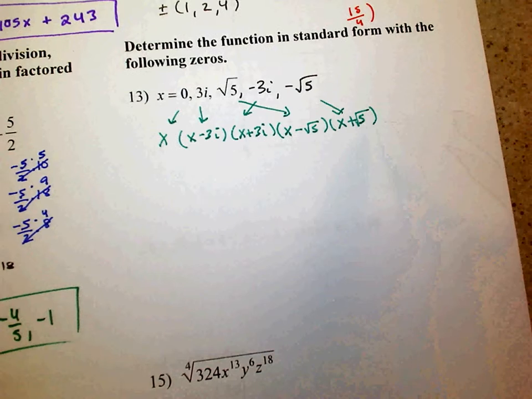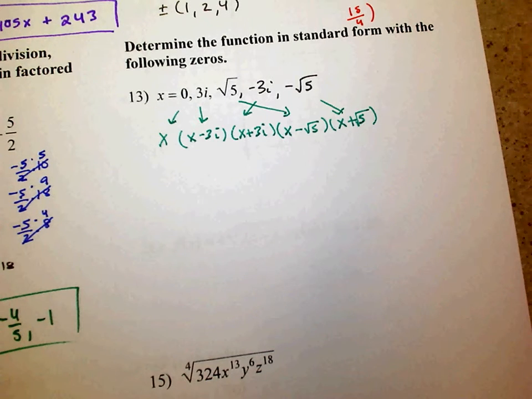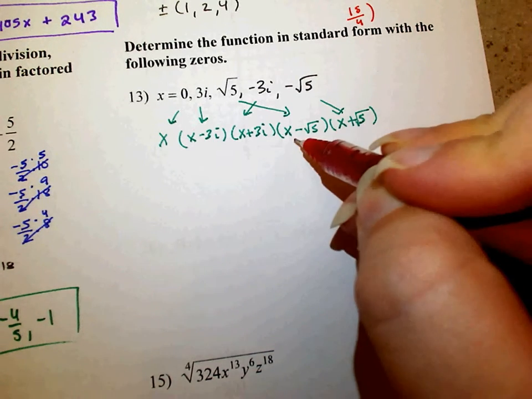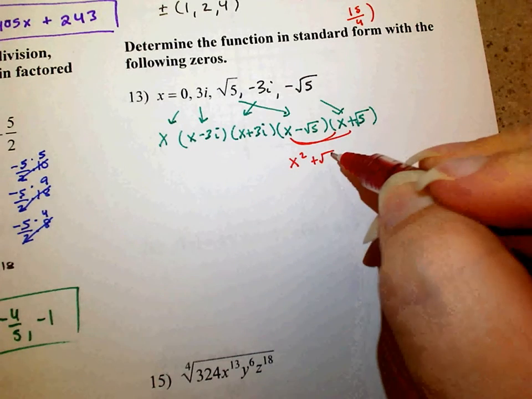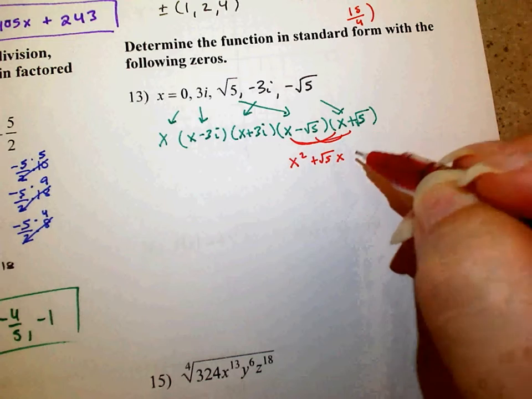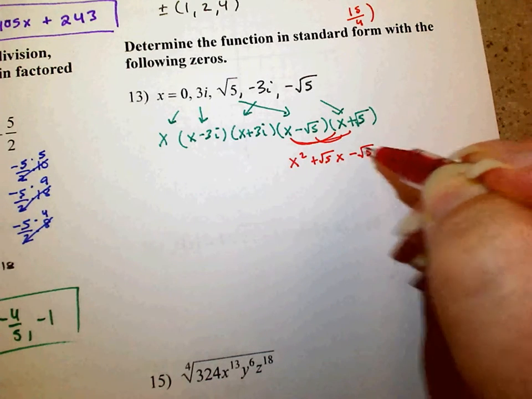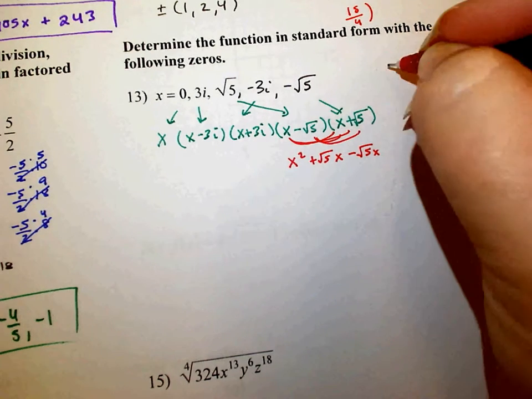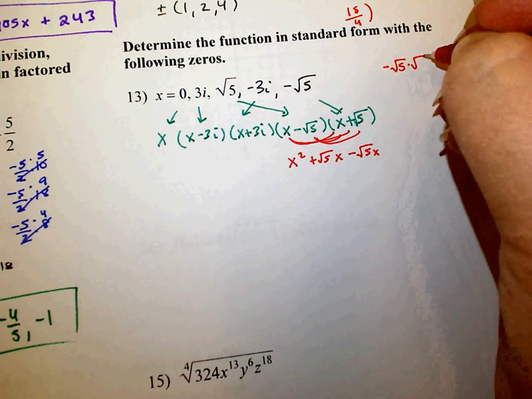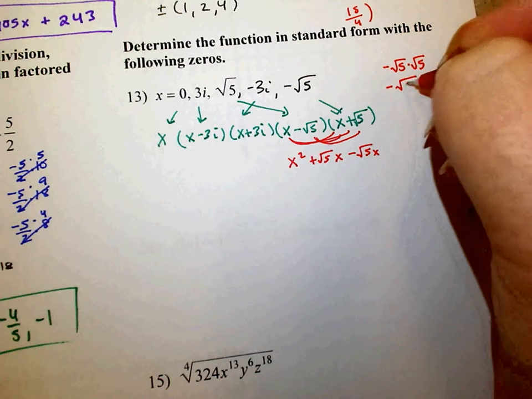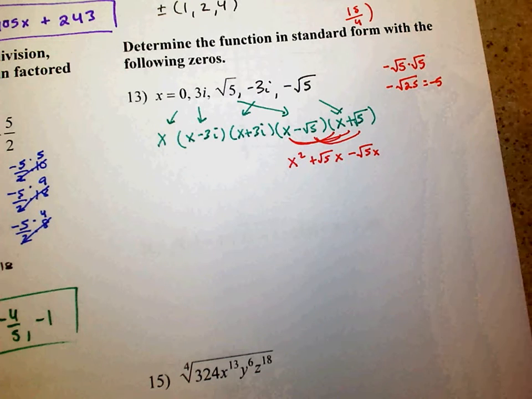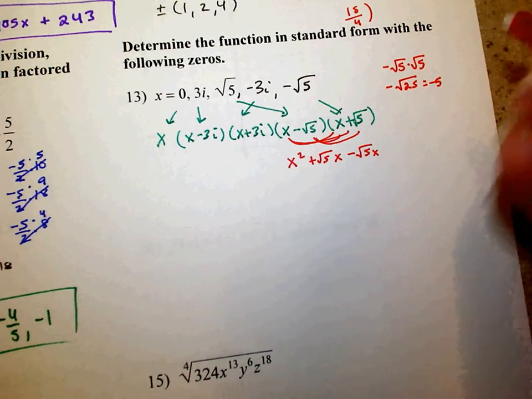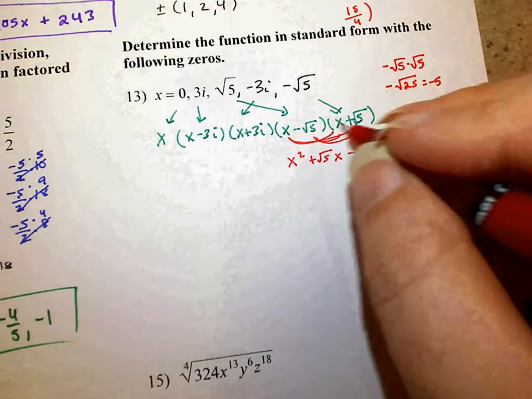X times x is x squared. X times a positive square root of 5. X times a negative square root of 5. And then negative square root of 5 times positive square root of 5. Negative square root of 5 times positive square root of 5 is a negative square root of 25, which is just negative 5. Anytime you multiply square root times itself, it's just the number on the inside. Anytime you multiply conjugate pairs, which means they're the same thing with opposite signs, the middle terms will always cancel out. This is x squared minus 5.